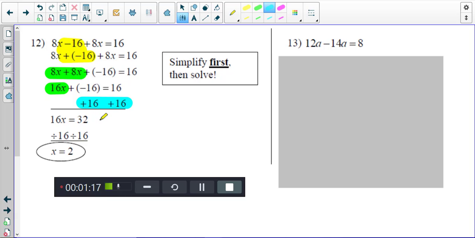Final step, the inverse of multiplying by 16 is to divide by 16, which we showed. 32 divided by 16 gets us 2. Now we can check our solutions for these as well by replacing x in the original equation with 2.